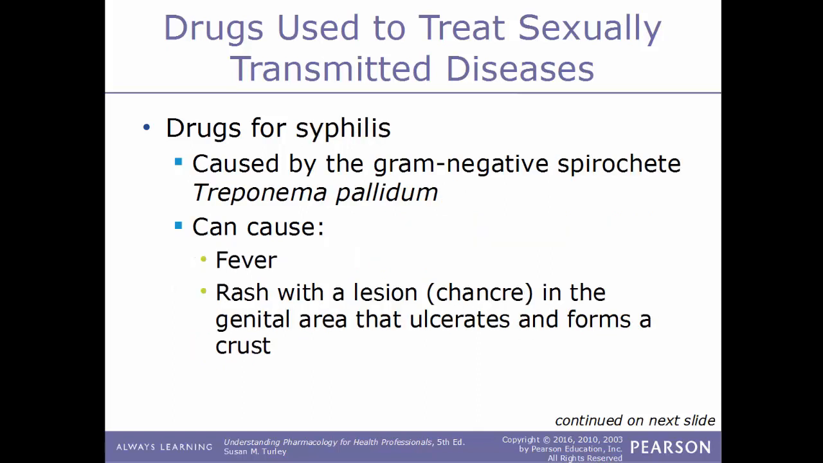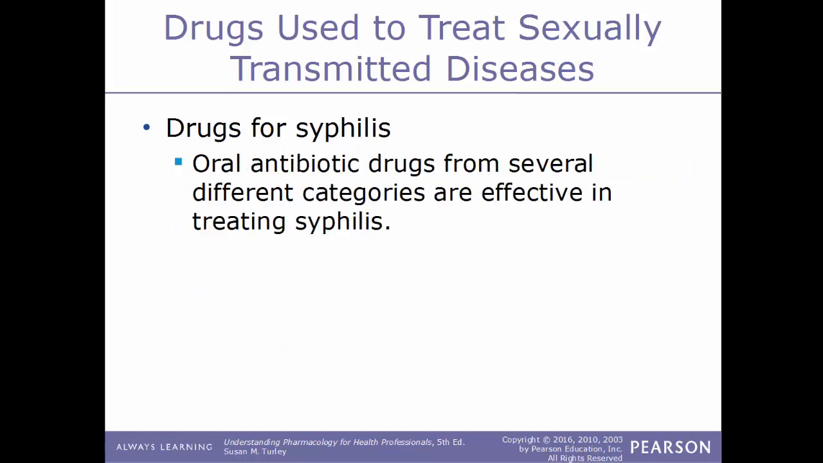Another STD is syphilis. This is caused by the gram-negative spirochete Treponema pallidum. This can cause fever, a rash with various lesions in the genital areas, and these lesions can ulcerate and form a crust. And these lesions are also known as chancres. And oral antibiotic drugs from several different categories are effective in treating syphilis.